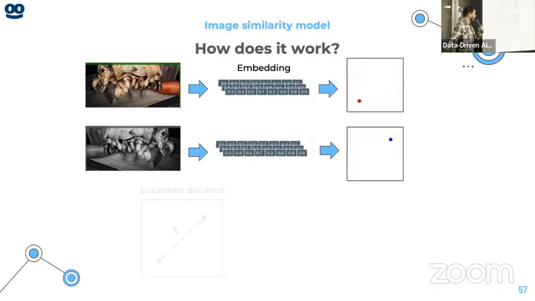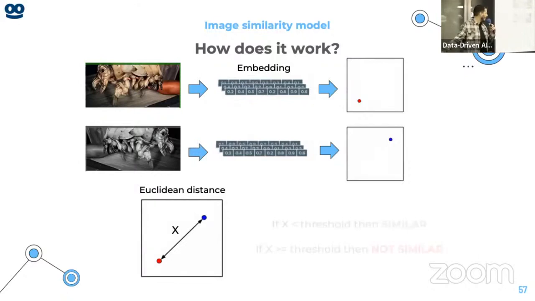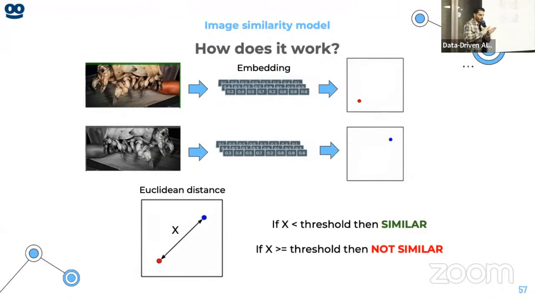Let's call it X. Now, if the distance between those two images is smaller than the threshold, the model will say similar, they are close enough. But if they are not close enough, X is higher than the threshold, then the model will say not similar. That's, at a very high level, how it works. Okay, no problem. We have this model, we set a random threshold and we went on our way. Let's test it on a few images.